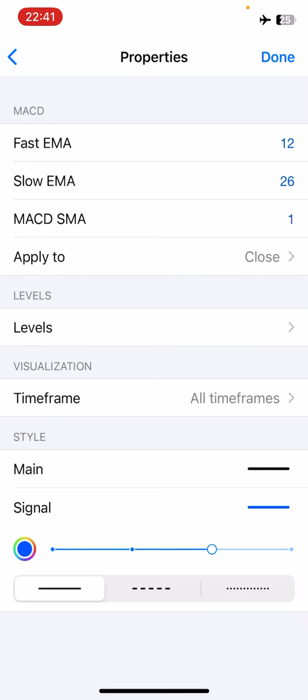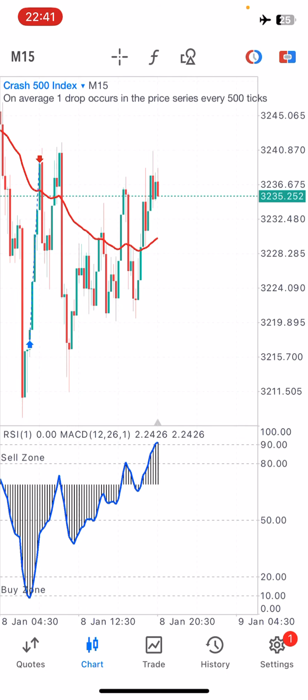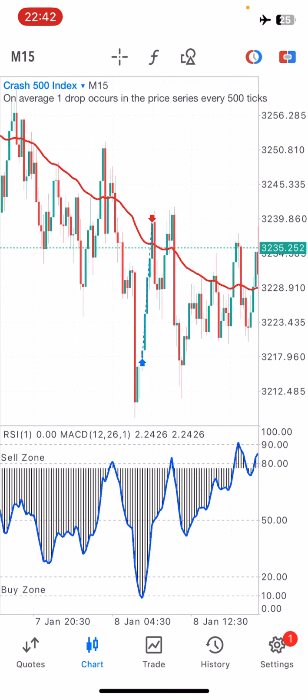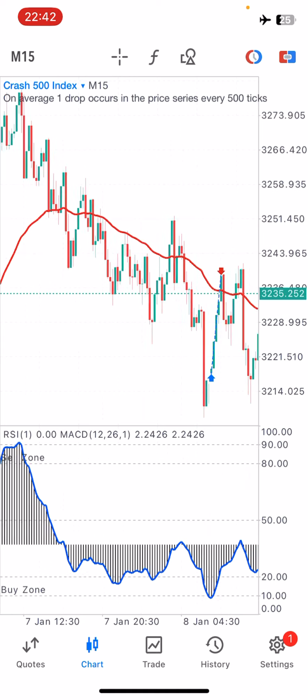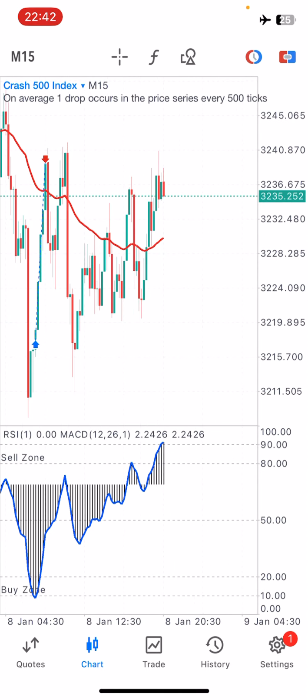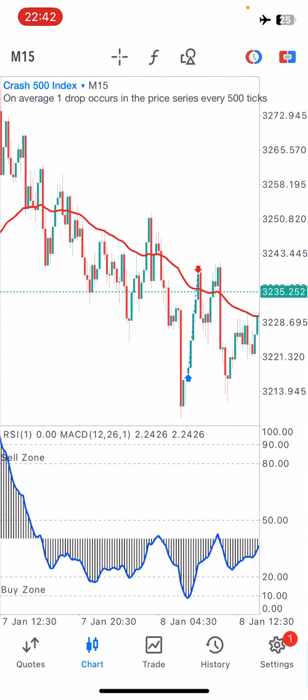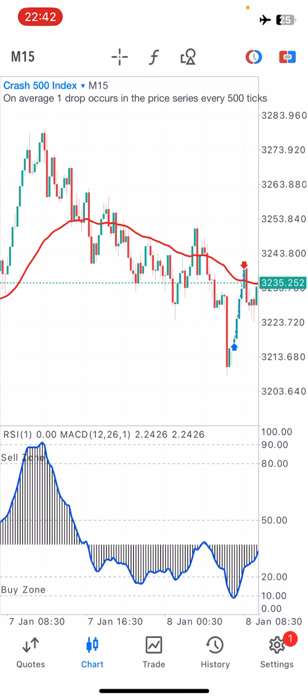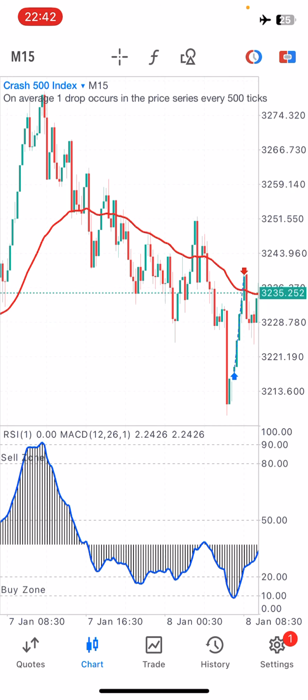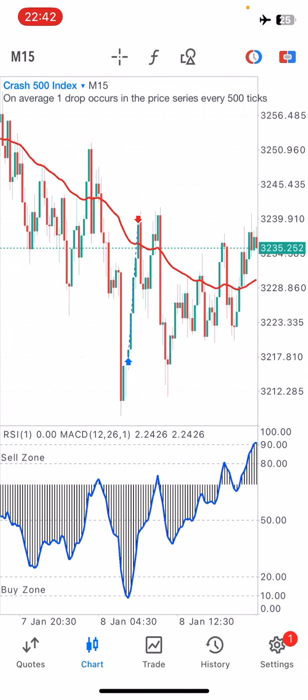Okay, and then once you're done, you simply click done, and as you can see, we now have the strategy fully installed. Now, once you have this strategy installed, you obviously want to start to understand how the strategy works, right? When do you buy and when do you sell?